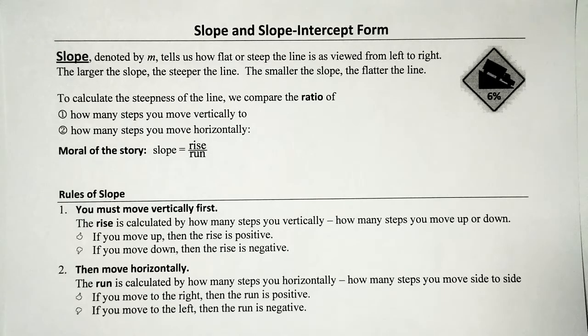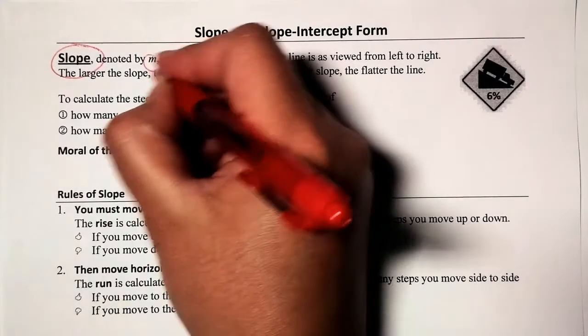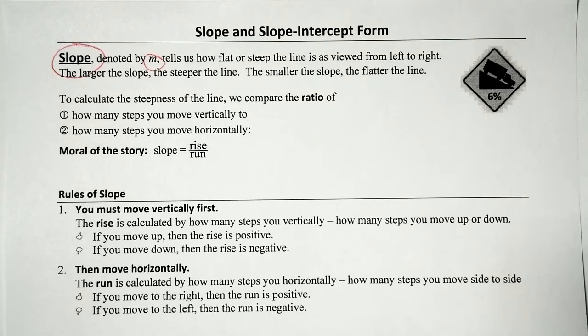Hi guys, today we are going to introduce our third and final technique to graph the equation of a line. In order for us to introduce that technique though, we got to talk about slope, okay? So slope is denoted by the lowercase m. Slope tells me how steep or flat the line is. Sorry for the stuttering, okay?